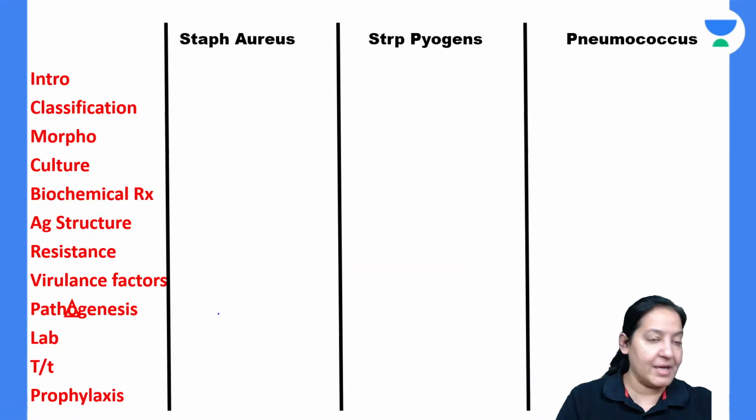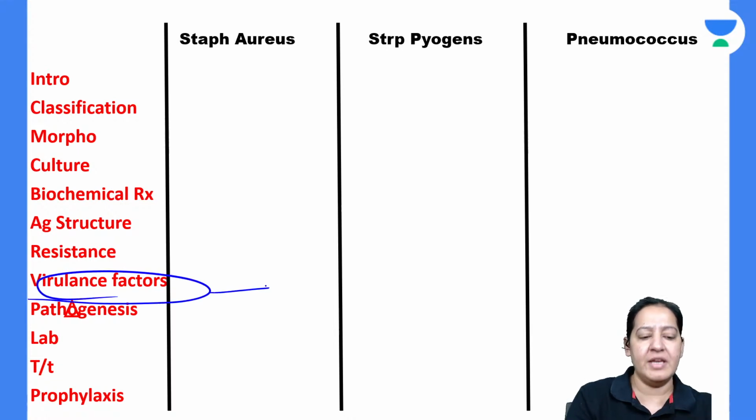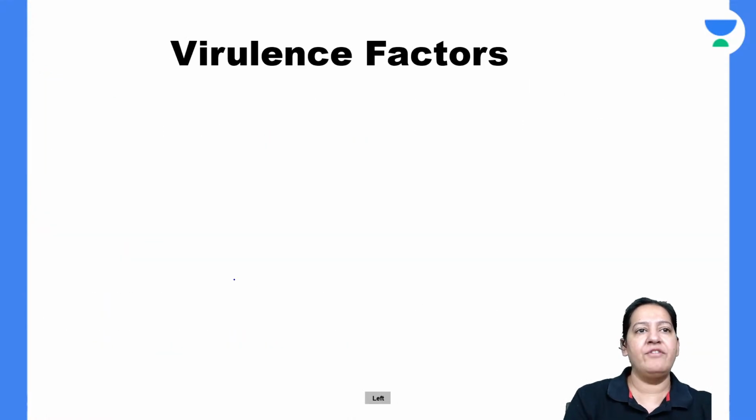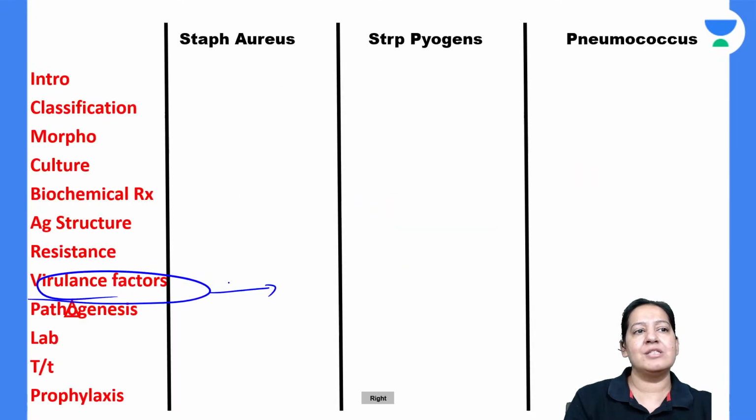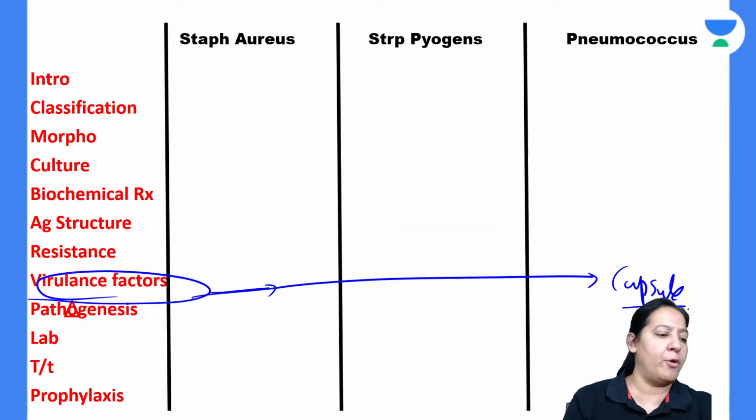So this is known as transformation, and this is Griffith experiment. Let me come to the next point, the virulence factor. Can you tell me the name of the virulence factors? How many virulence factors are there? The main virulence factor here is the capsule, which is very important for the disease.